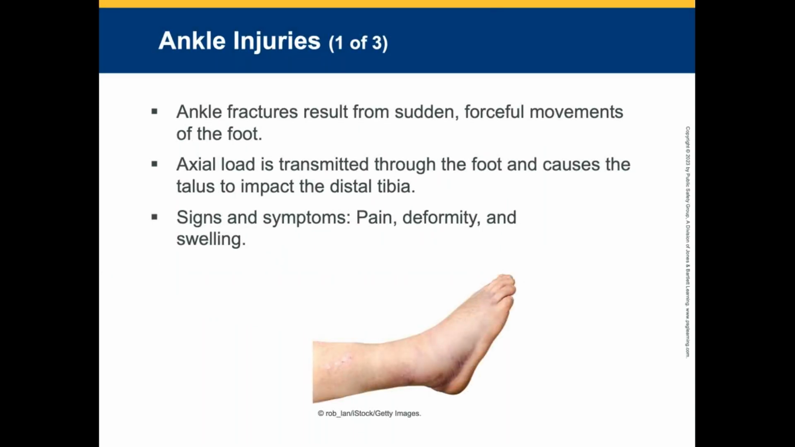As far as ankle injuries go, we're almost there. Ankle fracture results from sudden forceful movements of the foot, right? We'll have significant ecchymosis, which usually pools up down low, as you can see in the photo, and travels its way up. Signs and symptoms are pain, deformity, and swelling. Axial load is transmitted through the foot and causes the talus to impact the distal tibia, so we get a potential ankle fracture there.